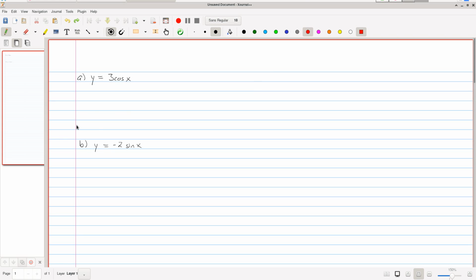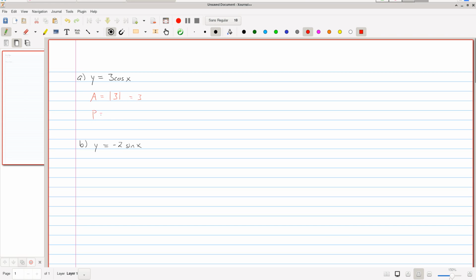Find the amplitude, period, and make a sketch of the graph. A, y equals 3 cosine x. So the amplitude is the absolute value of the coefficient in front of the trig function. So in this case, the amplitude is 3.